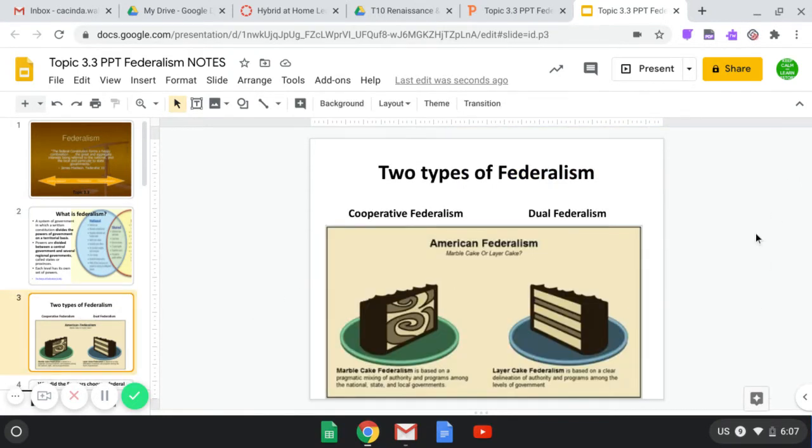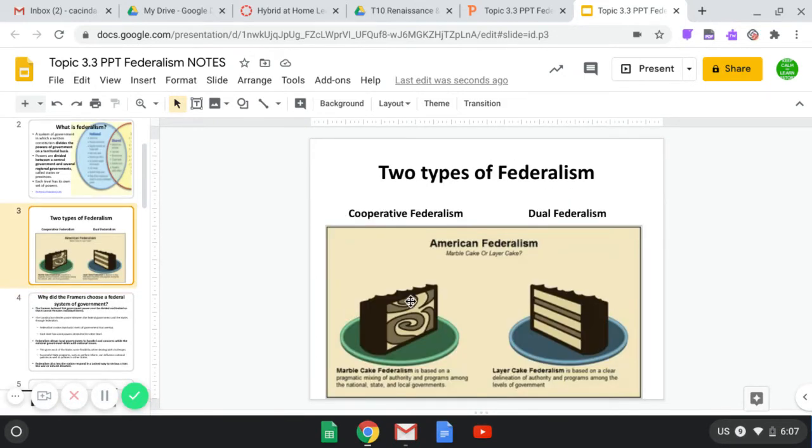We have two types of federalism: cooperative federalism and dual federalism. It's really easier to think of them as cakes. So cooperative is this marble cake where it's all mixed together. Dual is where each layer is very specific and each side does something specific, okay? The United States is a marble cake federalism.